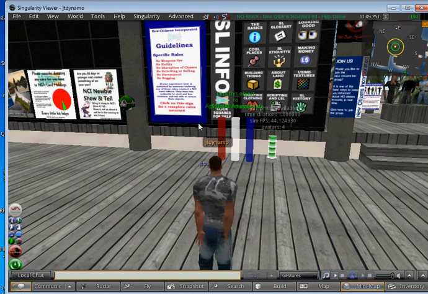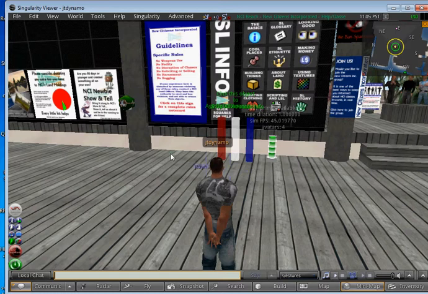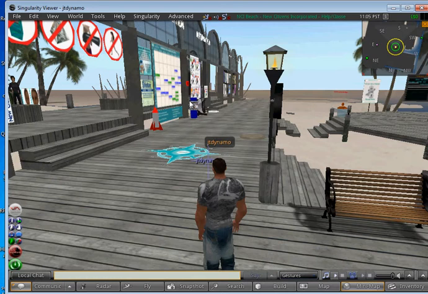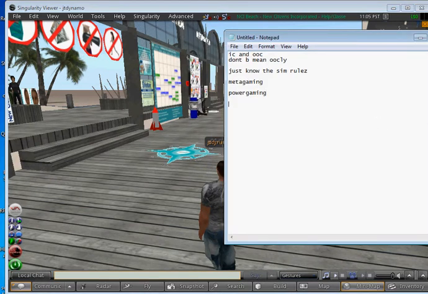And I'm running out of time, so I'm going to have to be very fast with my RP rules. And the final one is, yeah, I believe that was power gaming. And the final one is god moding.